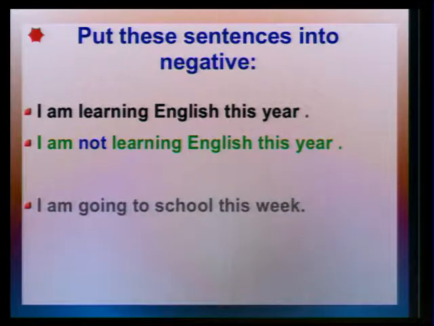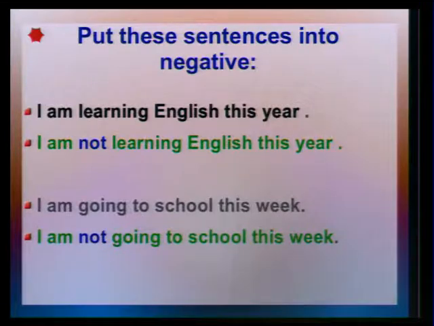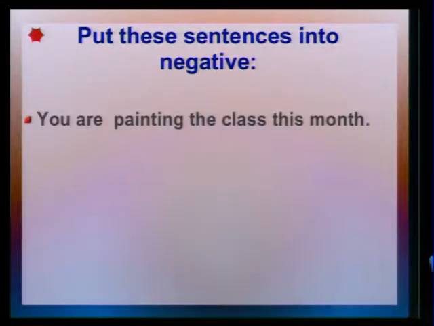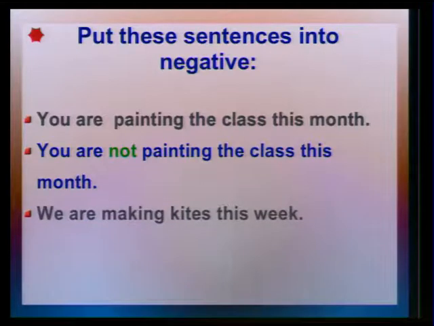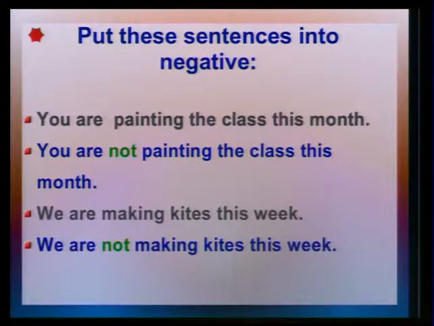I'm going to school this week. Yes, it should be: I'm not going to school this week. So it's very simple to make negative sentences using present continuous. You are painting the class this month. You are not painting the class this month. We are making kites this week. We are not making kites this week.